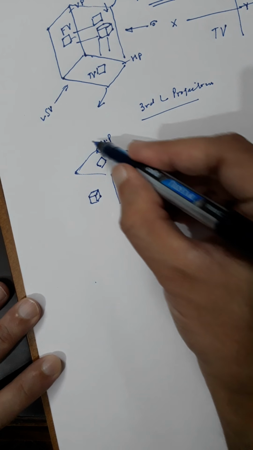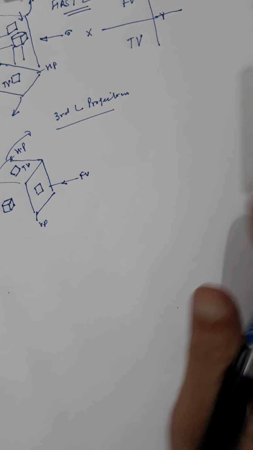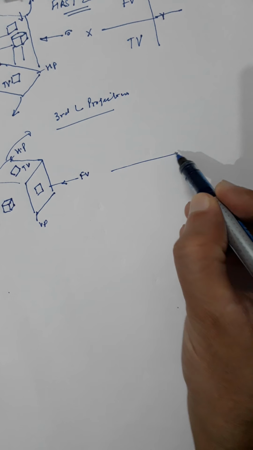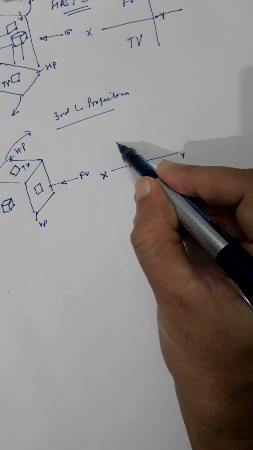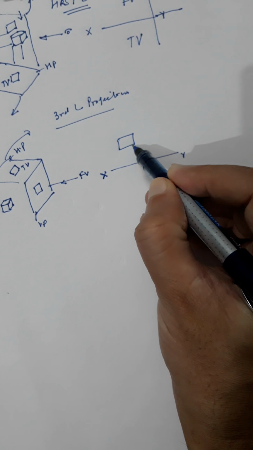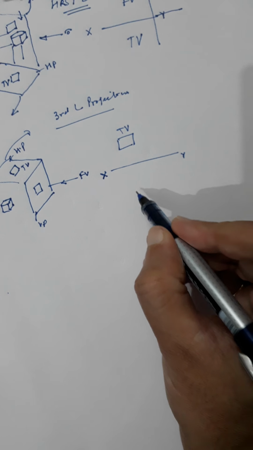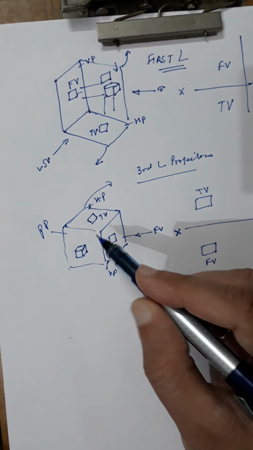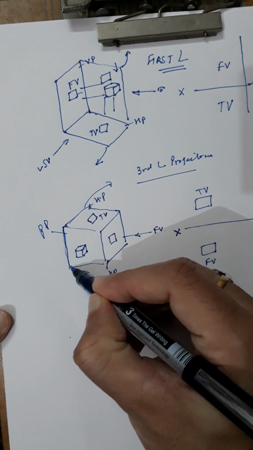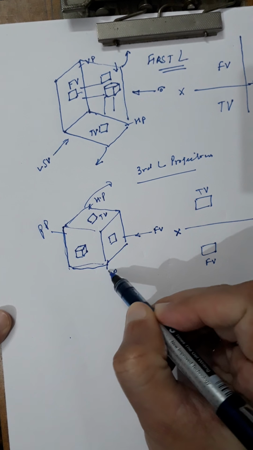When you rotate HP clockwise 90 degrees, what will happen? You will get this XY. Then the top view is above XY, and the front view is below XY, the opposite of the first angle, first quadrant system. Then the profile plane is here somewhere. This is the profile plane.